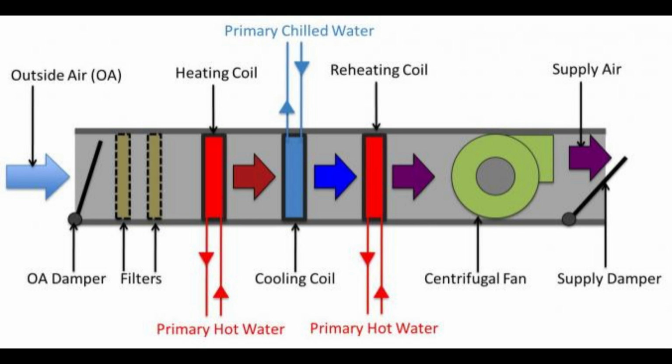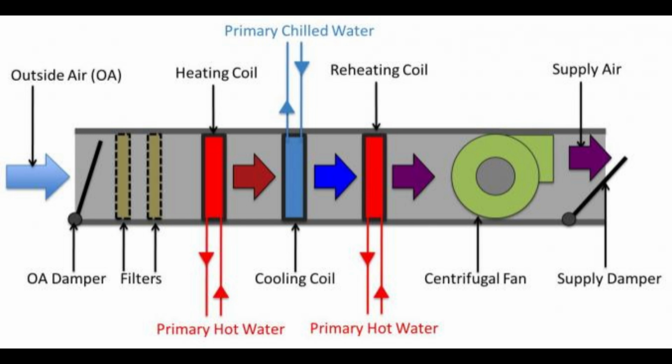Outside air (OA) intake, OA damper. This component controls the amount of fresh outside air entering the AHU. It can be open or closed to regulate ventilation. Outside air (OA) arrow. This indicates the direction of outside air flowing into the unit.